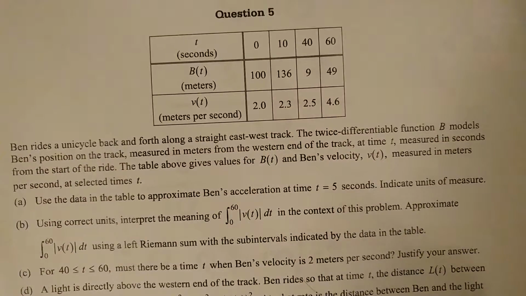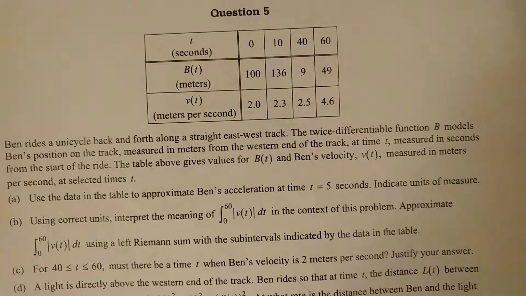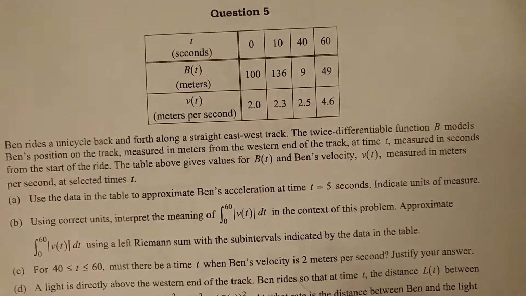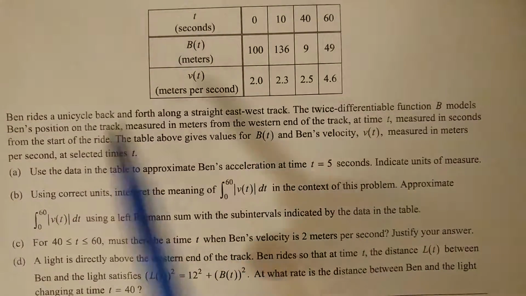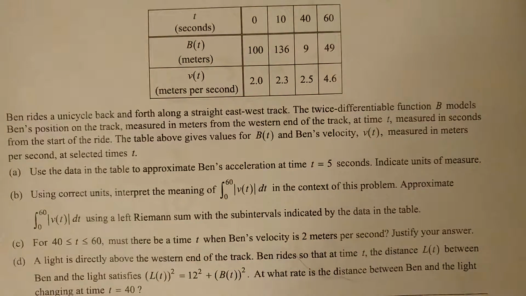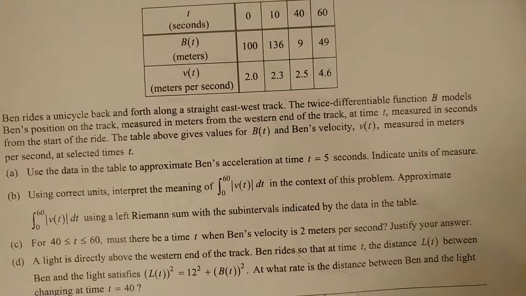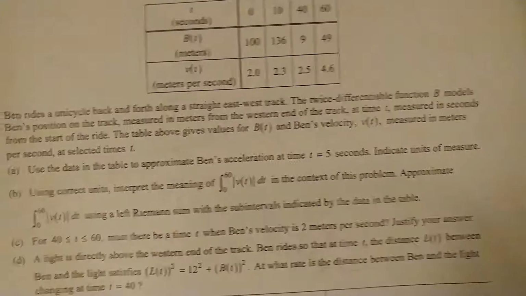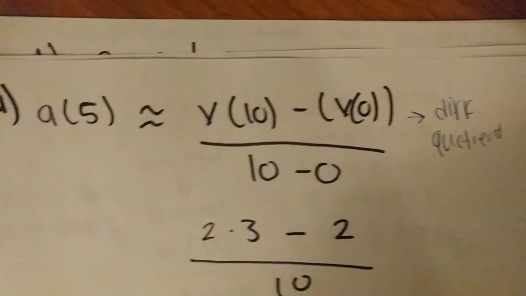Alright, so this is question number 5, also from the 2011 FRQ section of the exam. To save us time, instead of reading all this, it's basically saying that there is this table, use it for the problem. So for part A, it says use data in the table to approximate Ben's acceleration at time t equals 5 seconds and indicate units of measure. So let's go over part A.